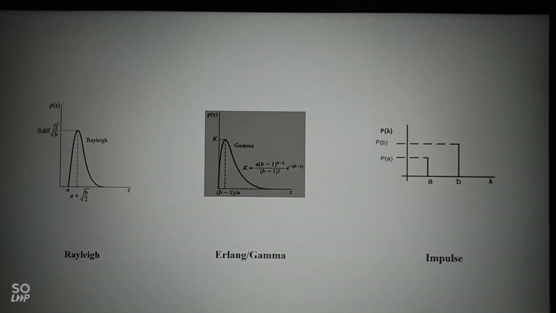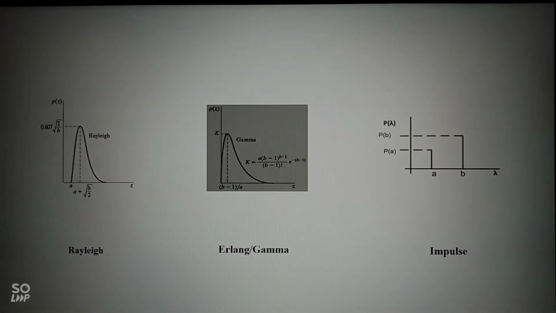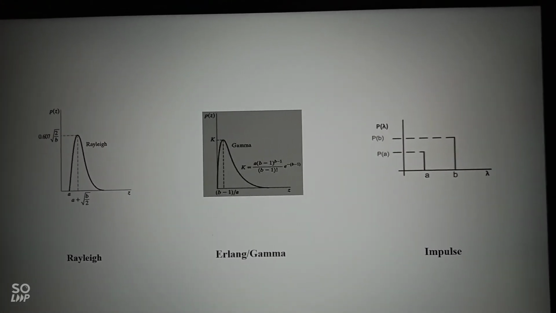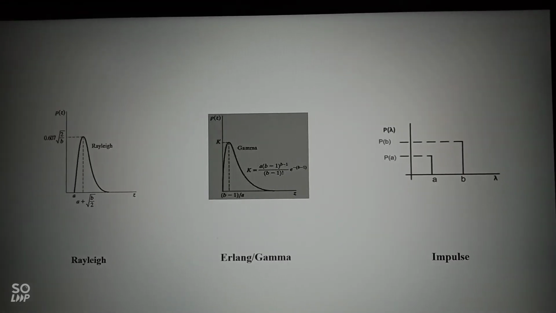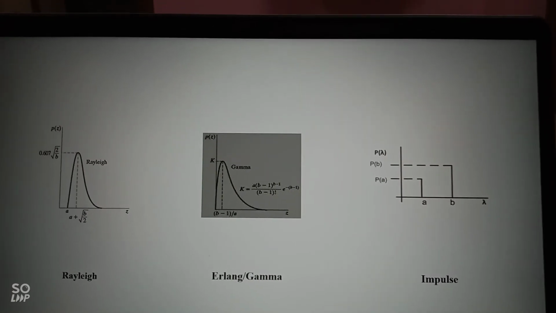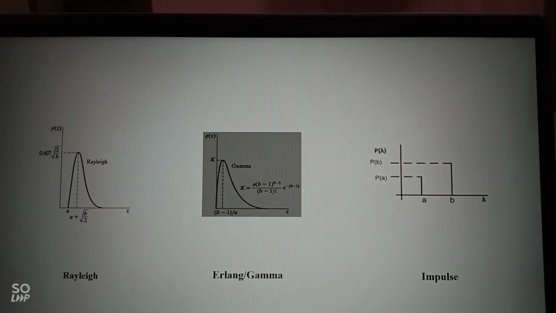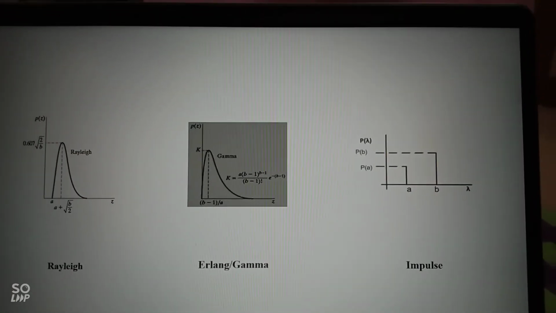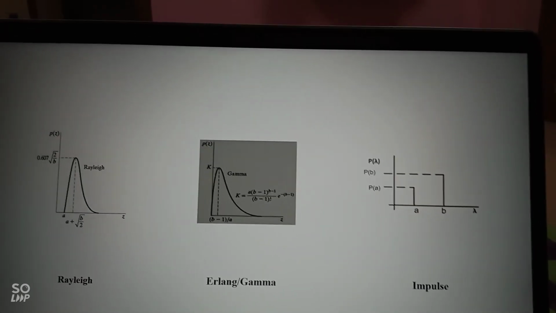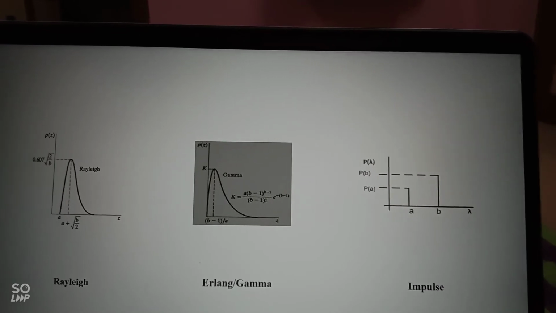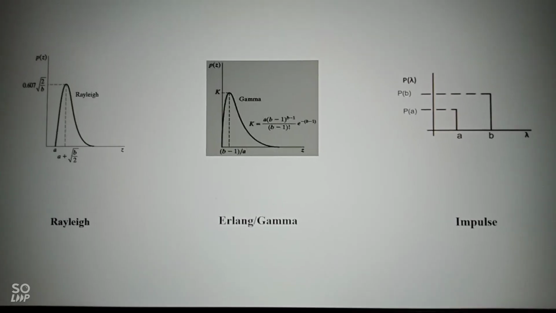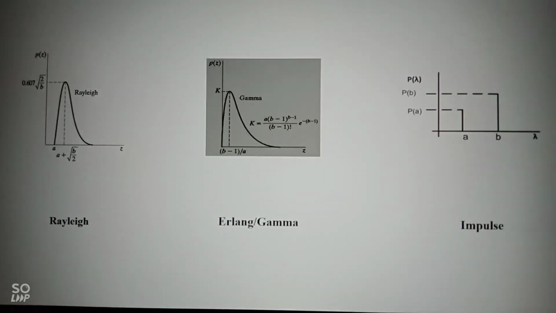And the next are Rayleigh, Erlang, Gamma and impulse. In Rayleigh, as you can see, the first graph is standing straight, and then it is slightly curved. And in Erlang, it started at the axis and it started to curve. In impulse, from here you can see it has two straight lines.